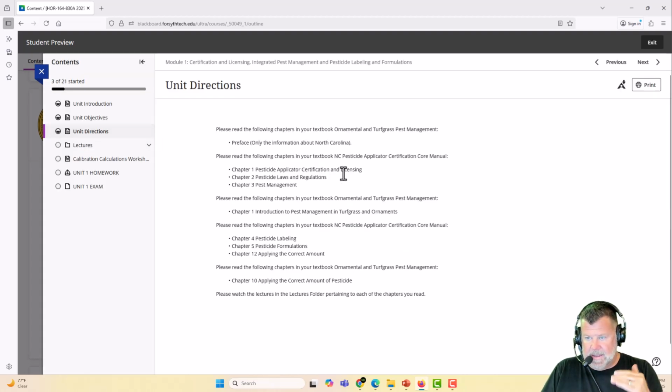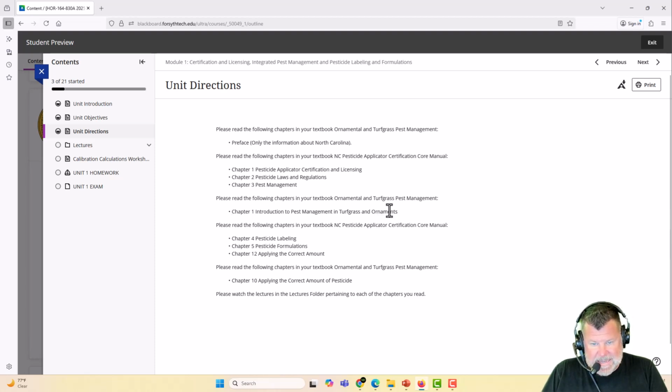Unit directions. I tell you exactly what to do. And see, you can hit print right there, and it'll print your unit directions. Please read the following chapters in your textbook, Ornamental and Turfgrass Pest Management. That's the blue covered textbook. Read the preface, only the information about North Carolina. Then read the following chapters in your North Carolina Pesticide Application Certification Core Manual, Chapter 1, 2, 3.